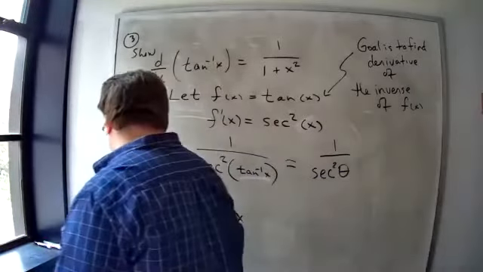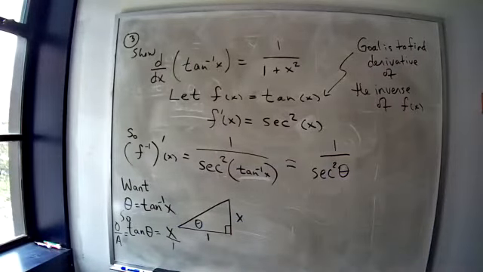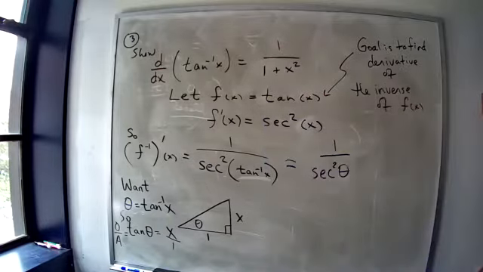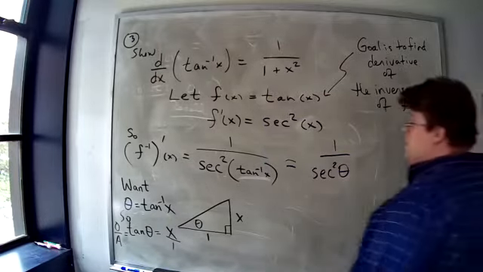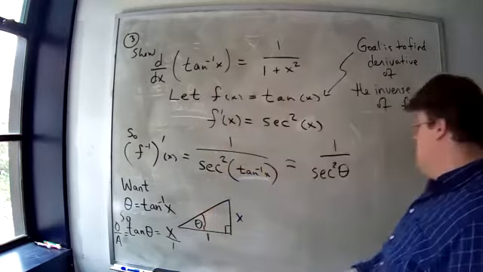Maybe I'll put a "so" here. We want that, so we use that next line. Okay, so now we still haven't simplified this entirely to what we wanted. We still have thetas all over the place, but we can figure out secant of theta, because here's theta.